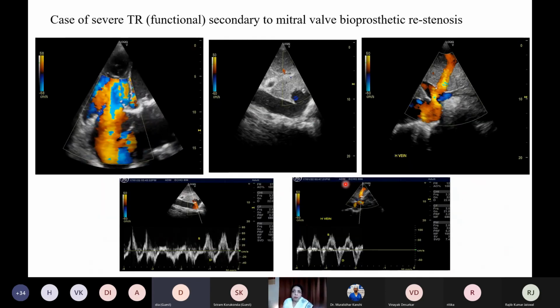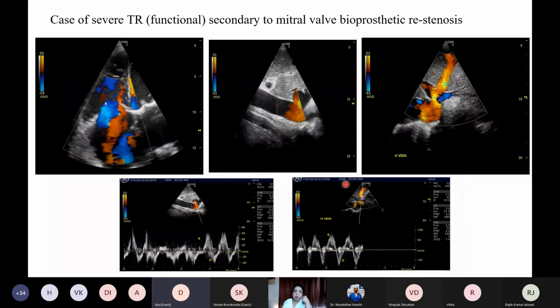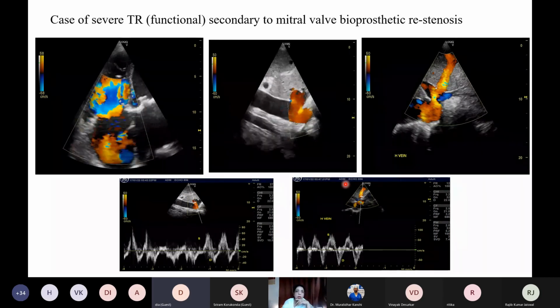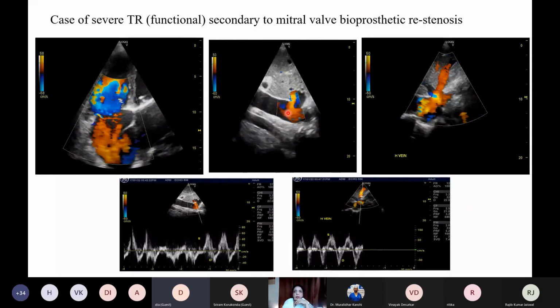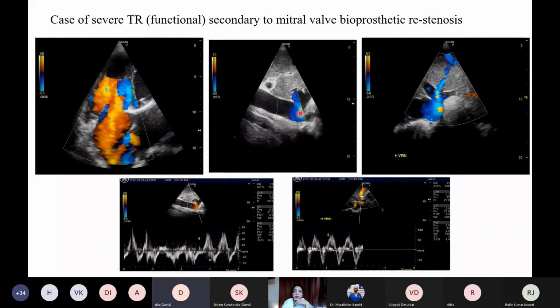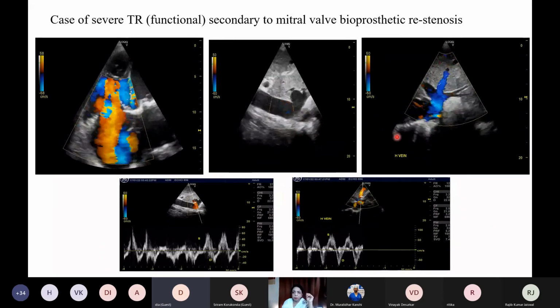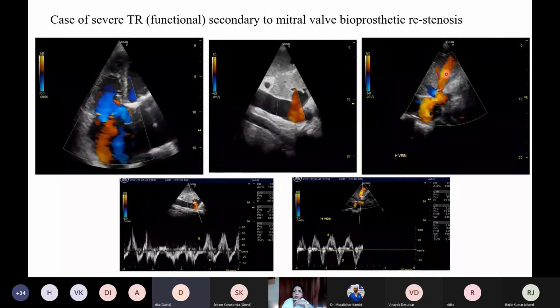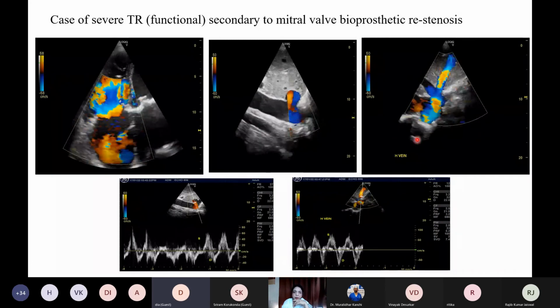This is a case of bioprosthetic mitral valve restenosis, severe restenosis with torrential TR. This is the hepatic vein, dilated IVC, dilated hepatic vein showing reversal of flow, that is in red. It should have been blue. Here you can see properly the reversal of flow in the hepatic vein.